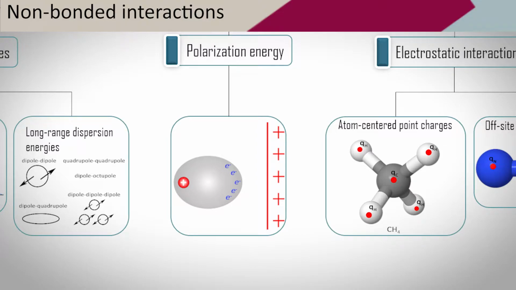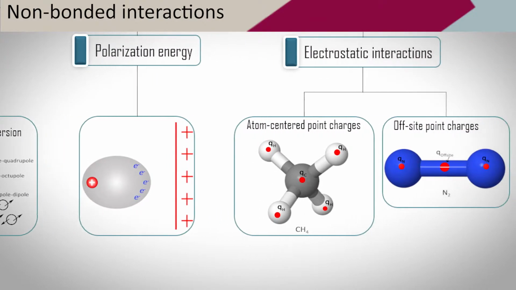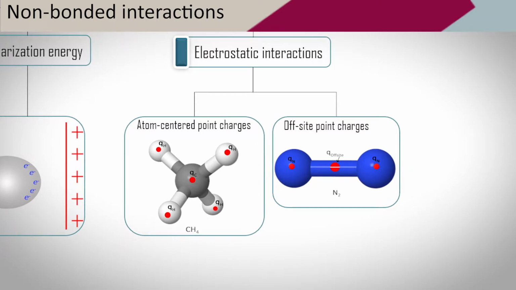Polarization energy. This can be modeled using atom-in-material polarizabilities. Electrostatic interactions. These can be modeled using a point charge model. Usually, the point charges are located on atomic centers, but one or more off-site point charges are used in special cases, for example, to model the quadrupole moment of the N2 molecule.